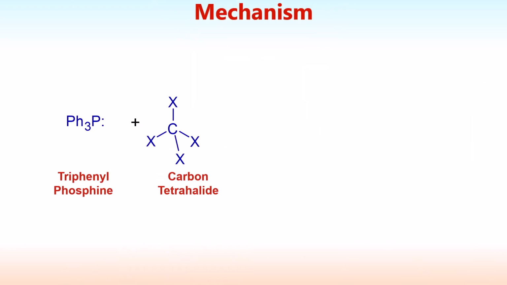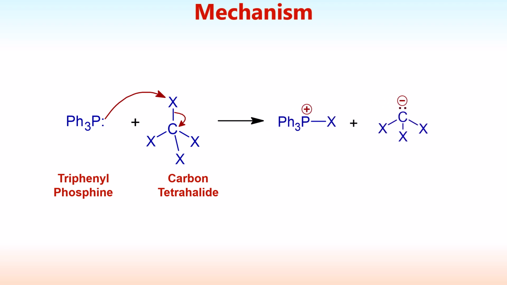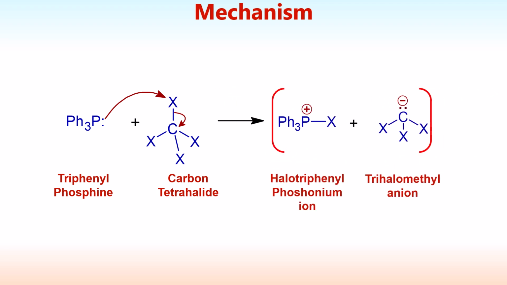Now let us go through the mechanism part. Initially, the triphenylphosphine abstracts the halide ion from carbon tetrahalide, leading to the formation of a tight ion pair consisting of a halotriphenylphosphonium ion and a trihalomethyl anion.